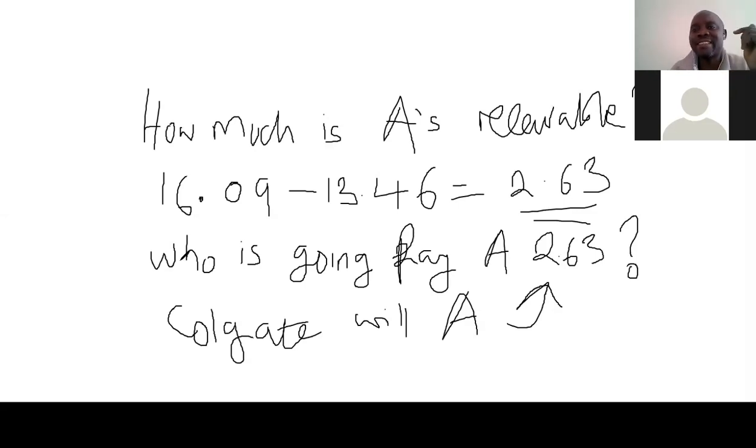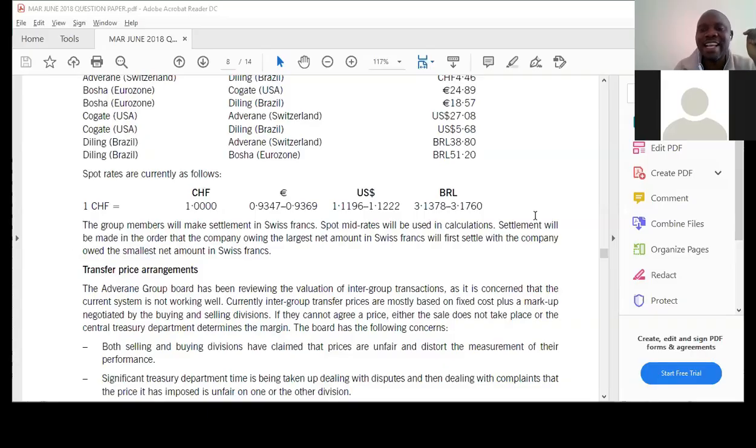But the most important thing is about getting the instructions. They'll always give you the instruction. The examiner will always tell you what you are supposed to do. Like here, settlement is to be made in the order that the company owing the largest net amount in Swiss francs will settle first with the company owing the smallest net in Swiss francs. So if you look at all these questions, the examiner gives you the instructions on how you are going to tackle a particular thing.